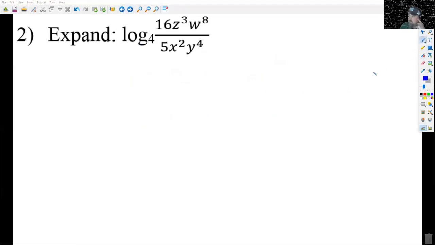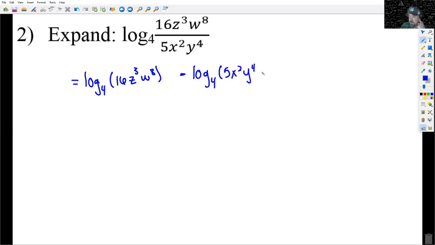Same principle here. We're going to expand right as more logs. Really want to separate this into two problems. The division means that you can subtract. So we're going to write this thing as log 4 of everything in the numerator minus log 4 of everything in the denominator. Now what you need to be careful with here is that all of this stuff after this, when we start breaking this apart, all this stuff below it is going to need to be in its own set of brackets and be negative. It's all going to be minus.